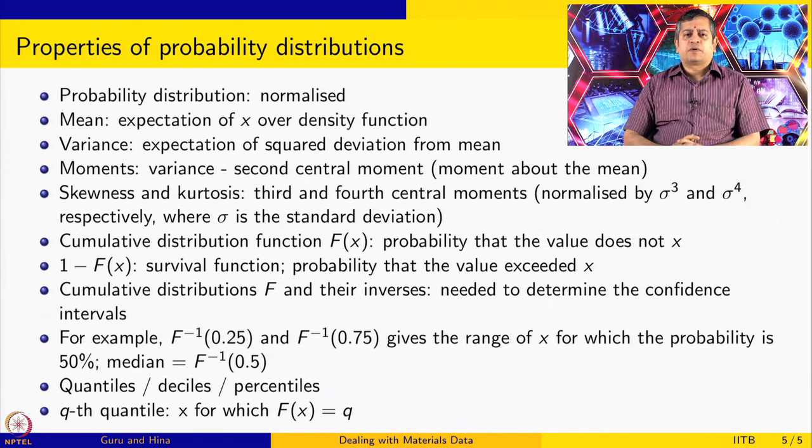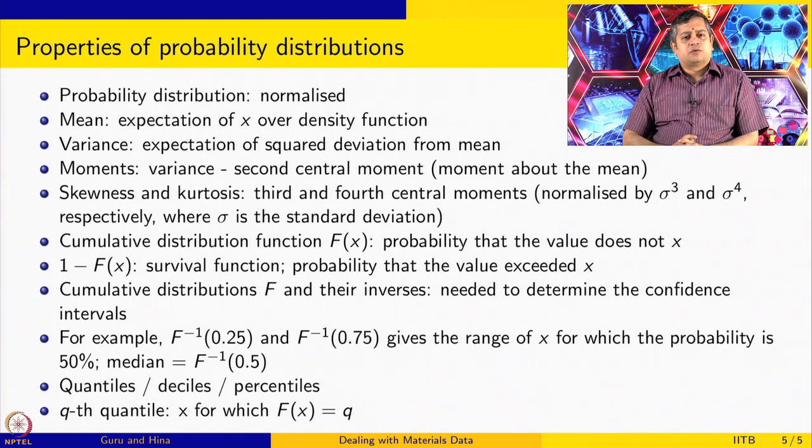And the variance is the expectation of the squared deviation from the mean. So, you take the value, you take the difference of it with the mean and you square it, and you take an expectation of this quantity, then you get what is known as variance. We have seen this in one of the previous sessions also when we talked about moments. So, variance is basically the second central moment. That is, it is a moment about the mean, and we have also looked at skewness and kurtosis. These are the third and fourth central moments, and they are normalized by sigma cube and sigma power 4, where sigma is the standard deviation. So, this we have looked at in one of the earlier sessions. We have defined skewness and kurtosis, and so they are defined for the probability distributions.